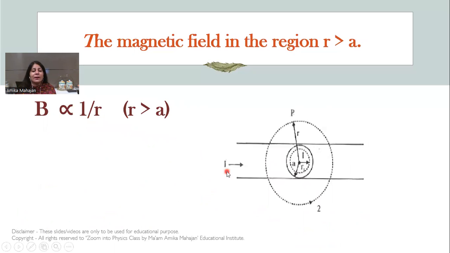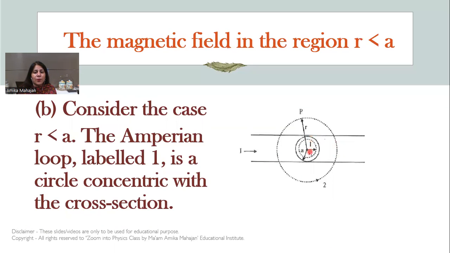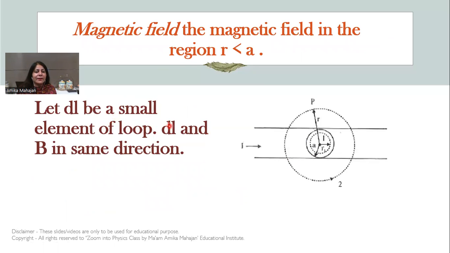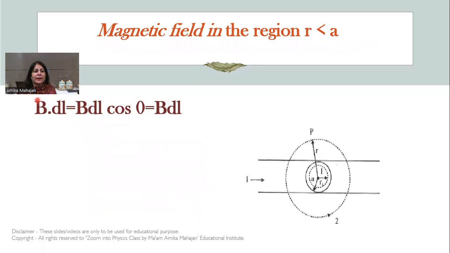Now I will consider another case for r less than a. This was for r greater than a. Suppose this is the loop 1, and it is again a concentric circle with the cross section. Now I divide this whole loop in small segments, each of length dl, and consider one such segment. Again, this segment dl length and flux density B, they are in the same direction.